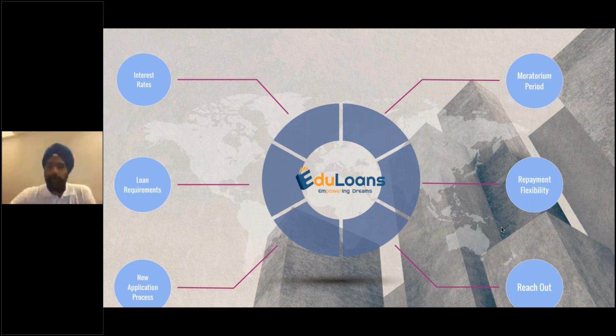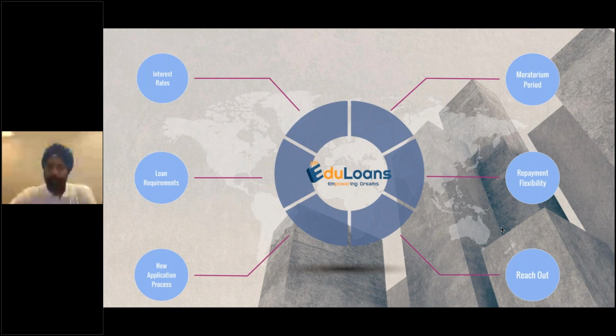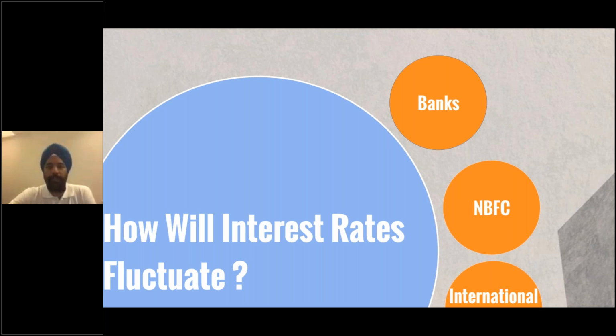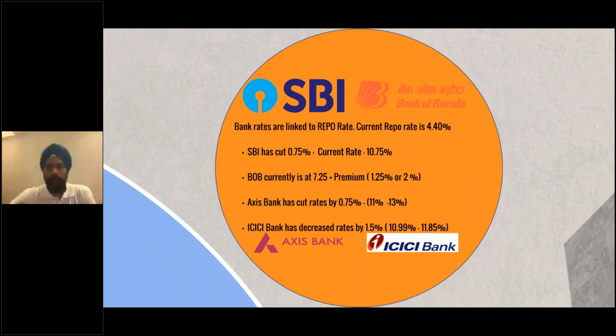So first, how will the interest rates fluctuate during COVID-19? Across the board, the major banks, the nationalized banks and the private banks, have cut the interest rate because the repo rate has been cut to 4.4. So students who have taken loans last year from these financial providers will right now see a cut in rate, could be anywhere between 0.75% to 1.5%, depending on where you are.